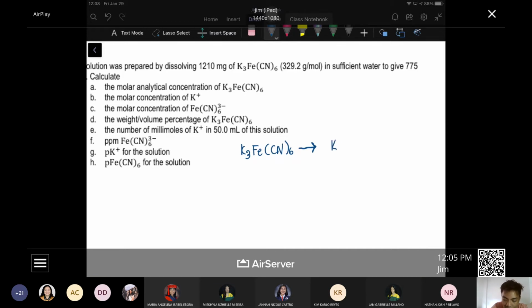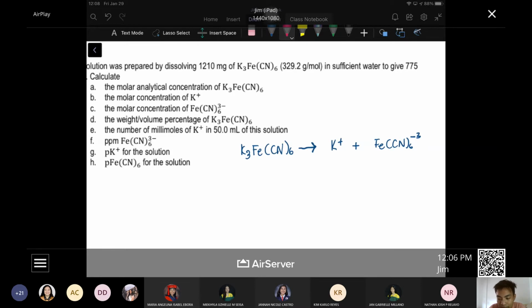The cation here is K+, and the anion is the Fe(CN)6, -3. Okay, so that's the charge of that anion. Sir, may metal sa anion? Yes, pwede po yan. So this is a part of analytical chemistry called complexation. Complex tawag dyan. Okay, pero I forgot the name of the substance. Pag may metal yung anion niya, complex. Okay?